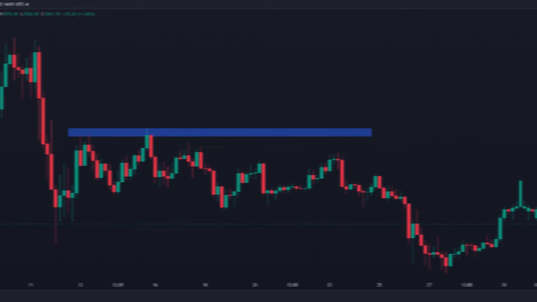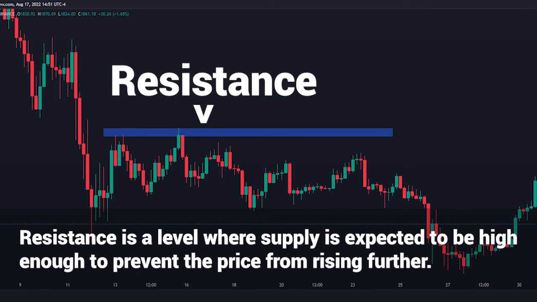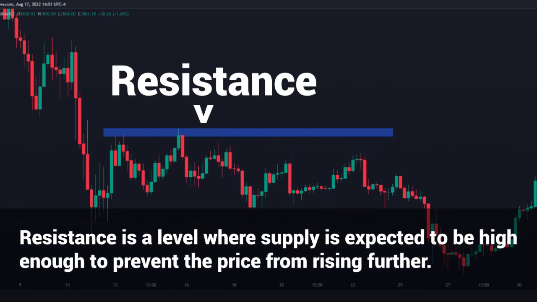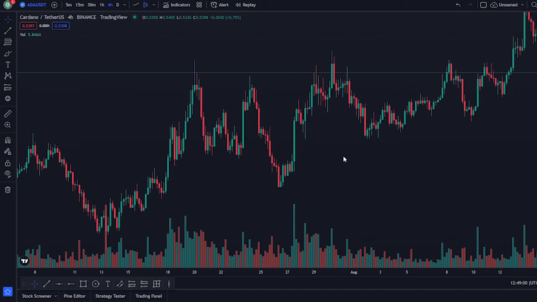Now what does resistance mean? Resistance is a level where supply is expected to be high enough to prevent the price from rising further. Let me show you this on a chart. First, I will talk about support and resistance in the range market. Pay attention to this example.